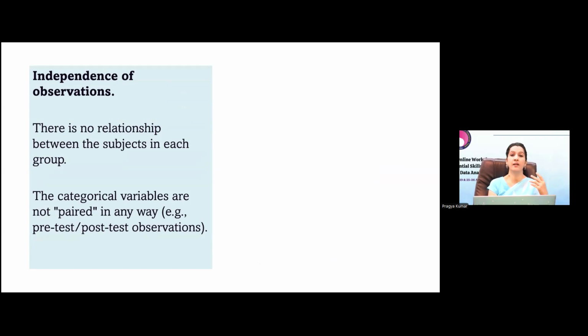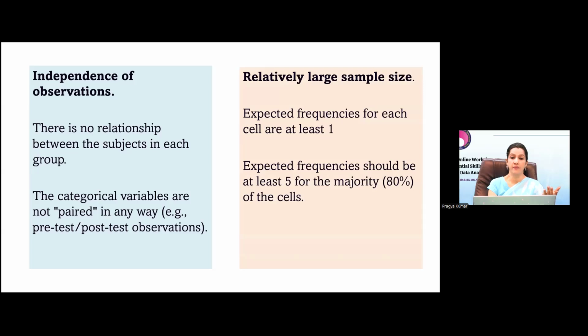You can have a binomial category when you have a pre-post observation. Pre-post observations are again related to each other, so that's why they should not be paired. And why am I saying a relatively large sample size?